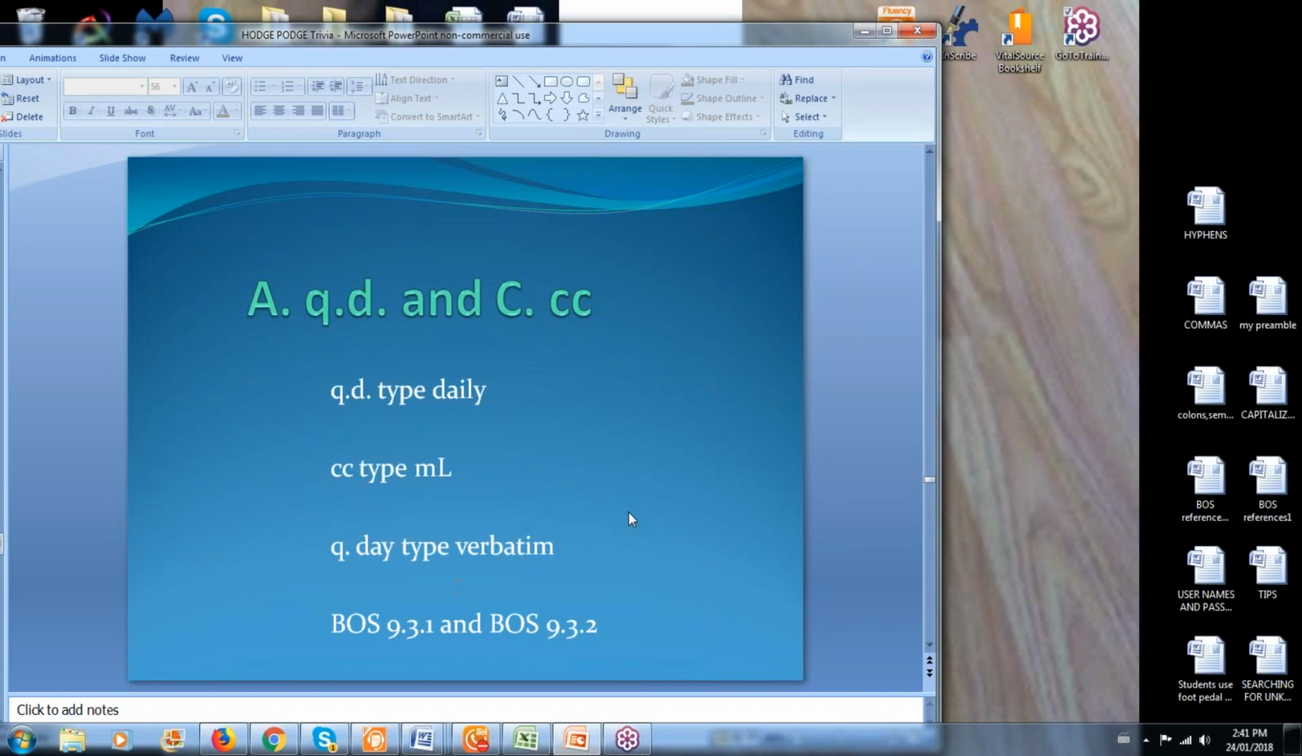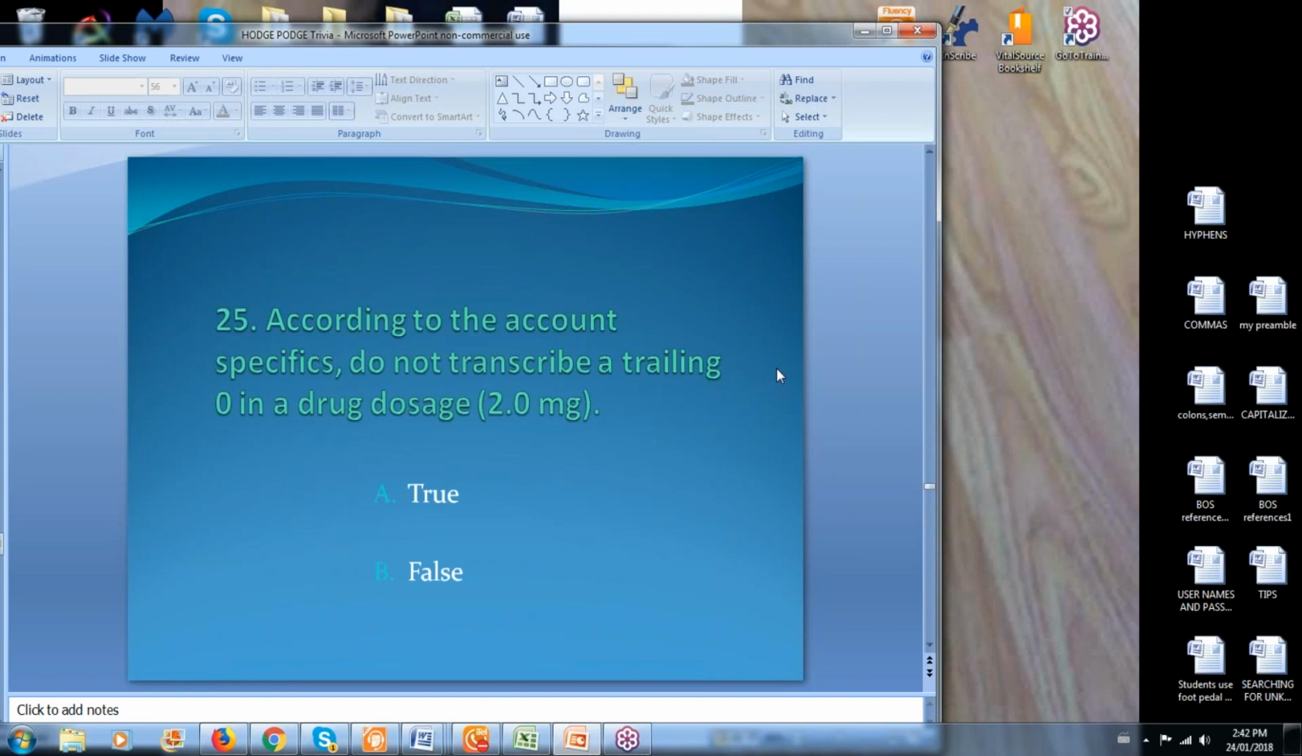Like I mentioned earlier, in BOSS 9.3.1 and BOSS 9.3.2 is where you would find a list. Can you use Q2? Yes. Yeah, Q itself is fine. Q means every, and it's fine on its own. But if you have QD like that, then it's a dangerous abbreviation. But as far as Q on its own, no, that's fine. 25. Wait. When you use Q week, is there a space between the period and the week?